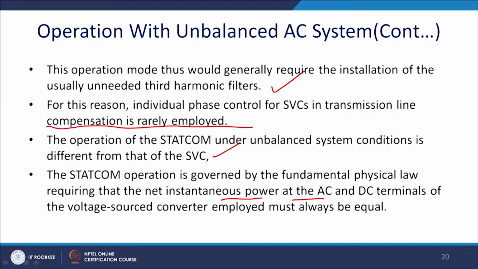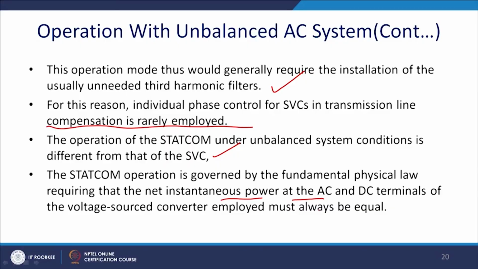If you have this unbalance in the system, that method will not give any fruitful results. This operation mode would generally require an installation of the usually unneeded third harmonic filter. So, you have to put another bulky third harmonic filter because it is a low frequency. This filter will be very bulky. For this reason, individual phase control of the SVC in transmission line compensation is rarely employed.